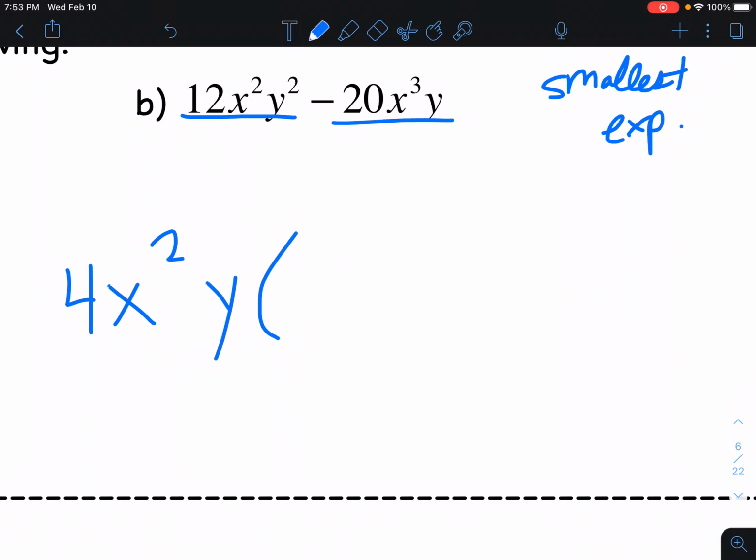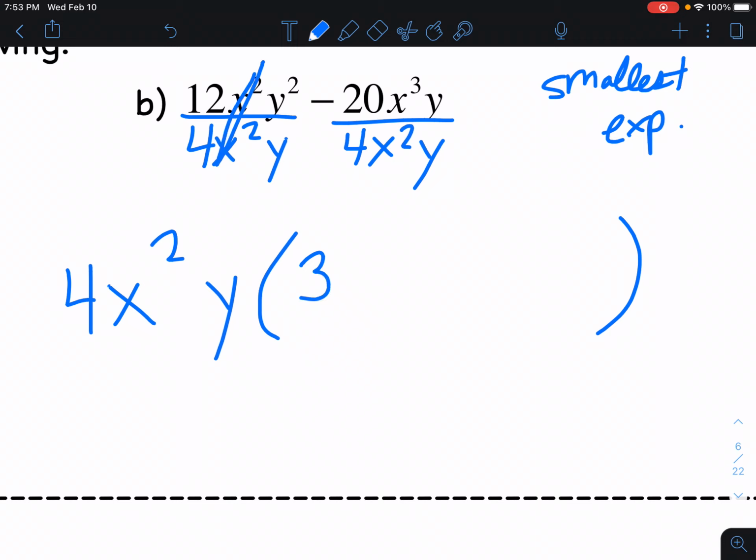And now we put our one parentheses, and we need to divide to see what's left over in the parentheses. We divide each term by the GCF. So here, 12 divided by 4 is 3. The x squareds are identical. They cancel out. And then y squared divided by y is y. Minus 20 divided by 4 is 5. X to the third divided by x to the second is x. Remember, we're subtracting the exponents when we're dividing. Then the y's are identical. They cancel out there. So that problem is done.